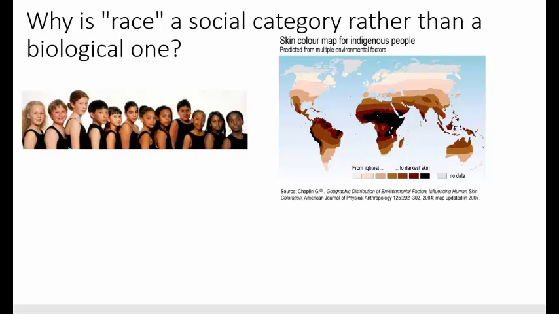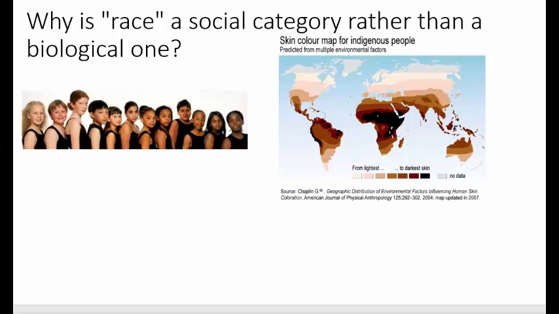Question: why is race a social category rather than a biological one? Races are social categories that group humans according to any number and variety of physical traits. However, most of these traits, such as skin color, hair color, and eye color, have continuous distributions. If, for example, all the different skin colors in the world were lined up from lightest to darkest, it would be difficult to draw lines between different colors.